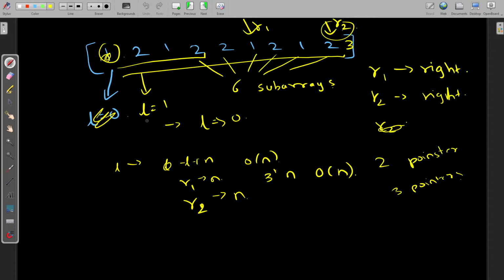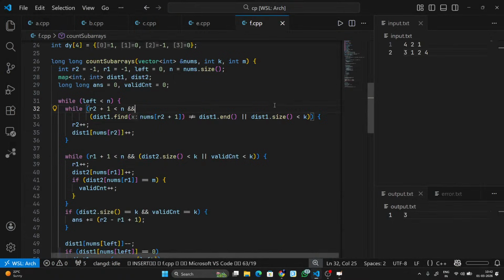We are iterating upon each L. For each L, we are trying to find the minimum R1 and the maximum R2. Then the subarray count would be all the possible ranges which end between R1 and R2, which would be nothing but R2 minus R1 plus 1. That is the number of valid subarrays which contribute to the answer.